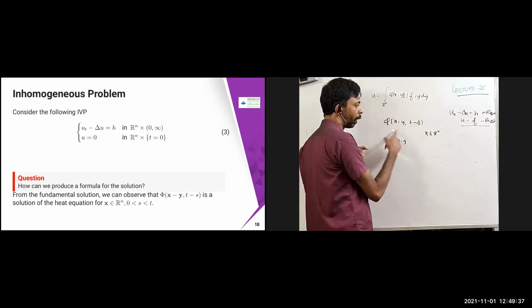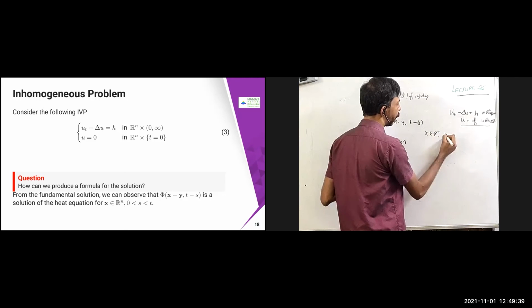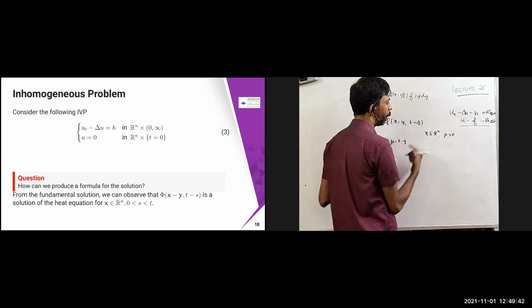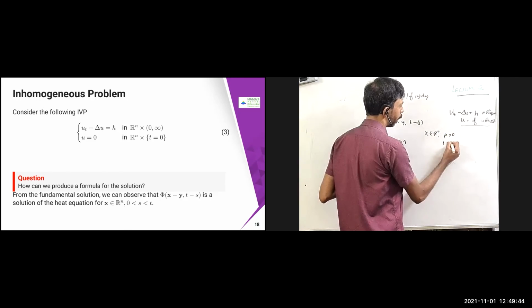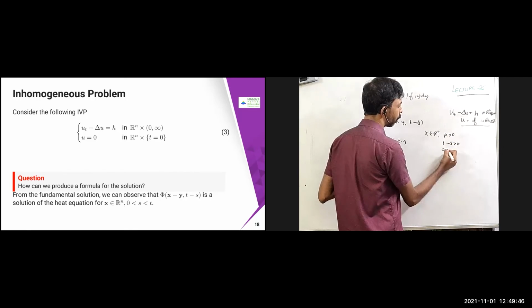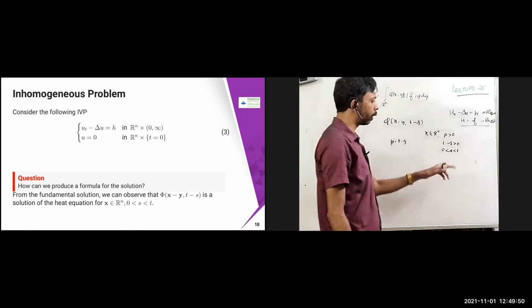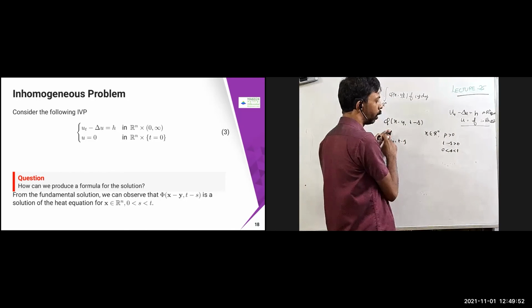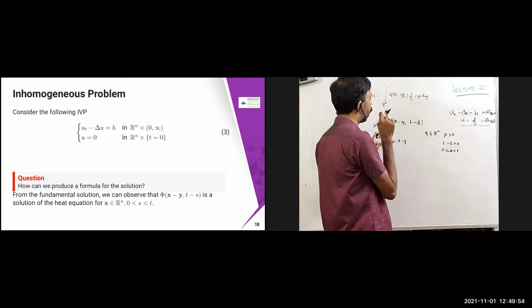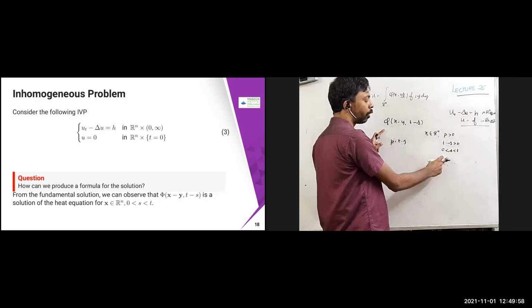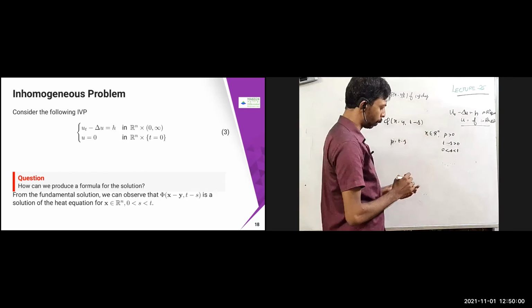So this is going to be the fundamental solution for all x belongs to R^n, with p greater than 0. p greater than 0 means t minus s greater than 0, so that means 0 less than s less than t. Okay, so this fundamental solution is going to be the solution for the heat equation for x belongs to R^n, 0 less than s less than t.